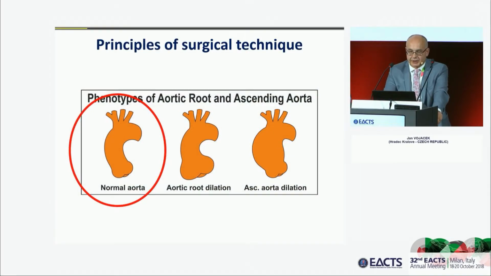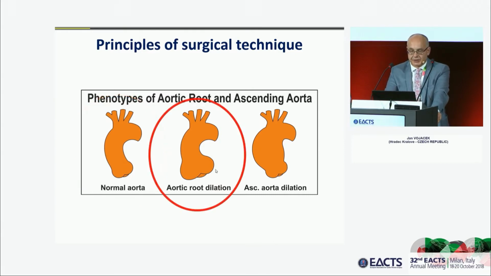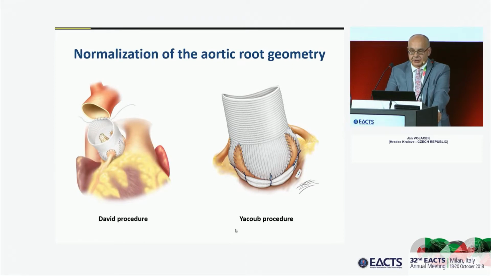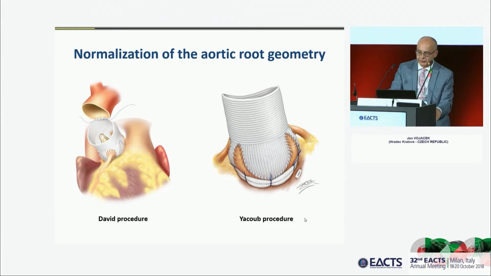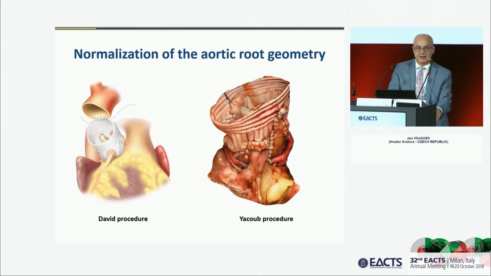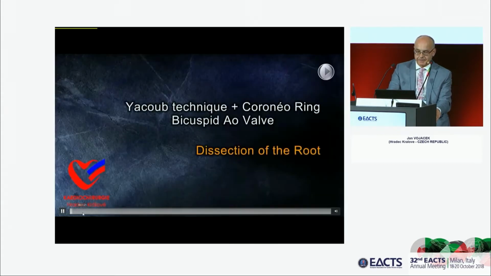So, as you know, there are three phenotypes of aortic root and ascending aorta. In this case, where the aorta is normal, with no dilatation, we simply proceed with isolated aortic valve repair. If the root is involved, you have to proceed either with the David procedure or the Jakub procedure. Those procedures, according to me, are equals. It's also a question of what you believe in, and I believe that the Jakub procedure is a nice procedure, so this is the procedure of choice at my institution, but always along with this precise extra-aortic annuloplasty using an expandable coronary ring. So let me show you how we do this.